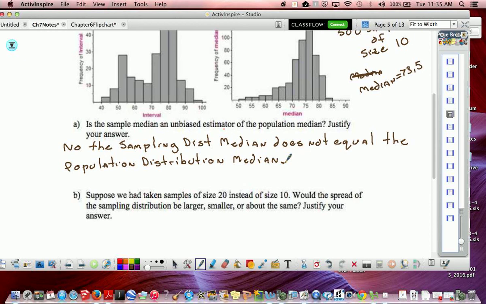Question B. Suppose we had taken samples of size 20 instead of size 10. Would the spread of the sampling distribution be larger, smaller, or about the same? Here we took samples of size 10, so our sample median was going from 50 to 65. Notice how this is like the population, which is like sample size 1, 40 to 100. Notice how the variability got smaller. So if I go from 10 to 20, guess what's going to happen to this spread?